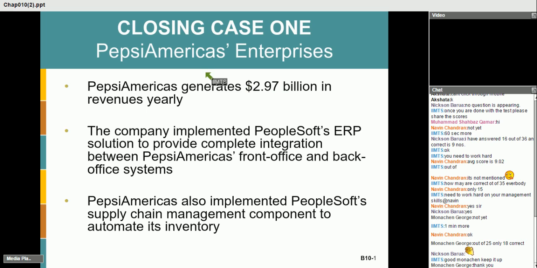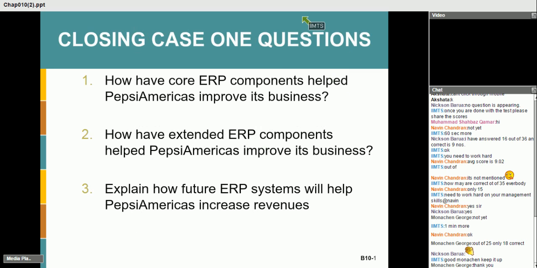The closing case: one Pepsi America's enterprise generates $2.97 billion in revenues yearly. The company implemented the PeopleSoft ERP solution to provide complete integration between Pepsi America's front office and back office systems. Pepsi America also implemented the PeopleSoft supply chain management component to automate its inventory. So it's a case study on Pepsi America's enterprise. To integrate the front office and the back office operations, they purchased the PeopleSoft enterprise resource planning solution.